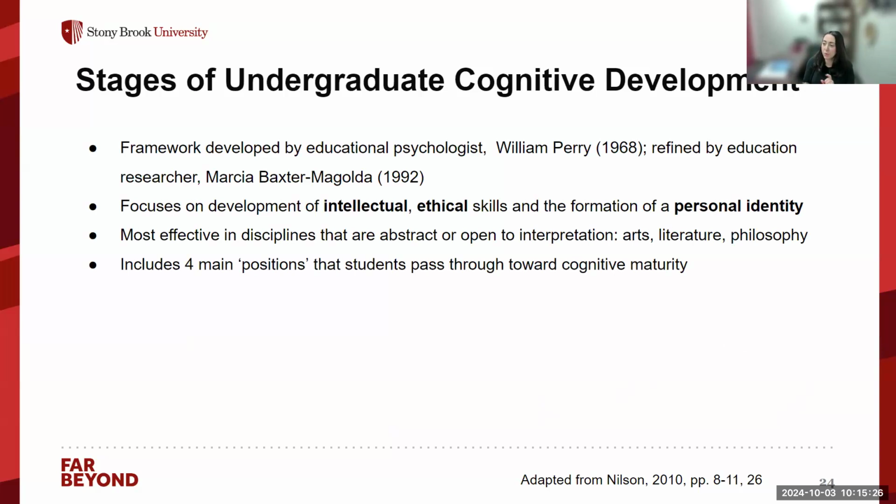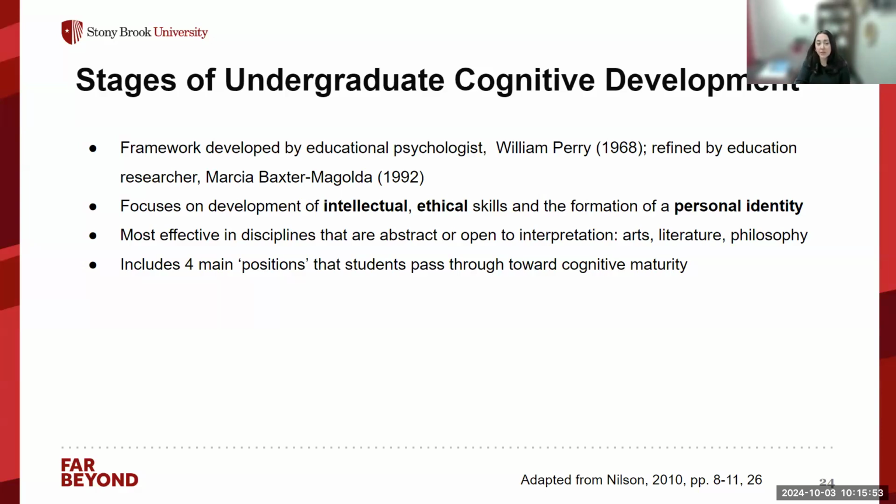It's often more typically applied to disciplines that are more abstract in nature, so things like arts and literature and philosophy, where there maybe isn't a right answer, right? It's all about your interpretation, not as often applied to things like the hard sciences and mathematics, but it could be. The original model includes 4 main positions that students will pass through in order to reach that peak of cognitive maturity.